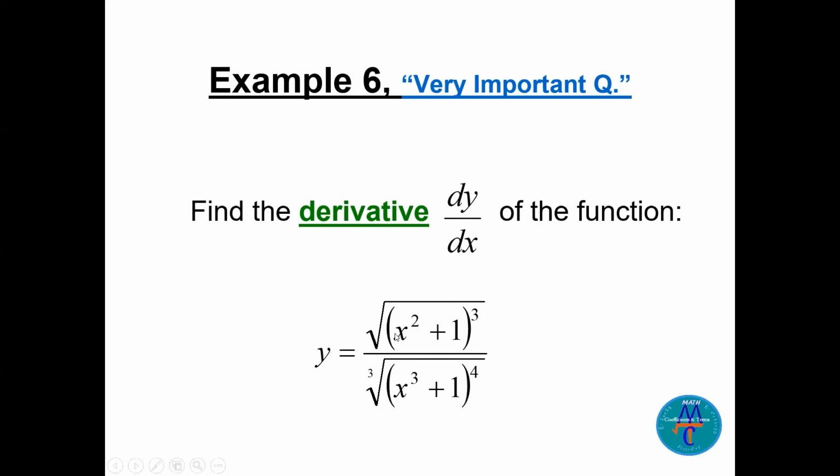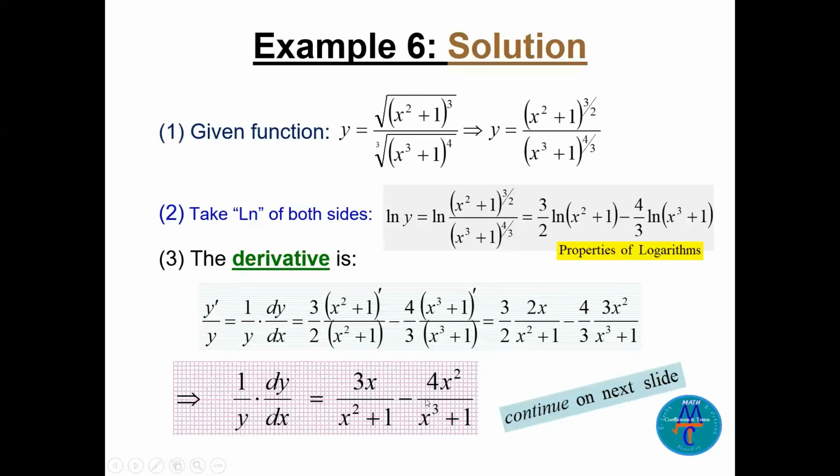Now you can use the quotient rule here, if you like, but it will be complicated. So look at the nice method. This is the given here. This is the solution of example 6. That's the given here. So I can write it as rational exponent, x squared plus 1 to the power 3 over 2 divided by x cubed plus 1 to the power 4 over 3.